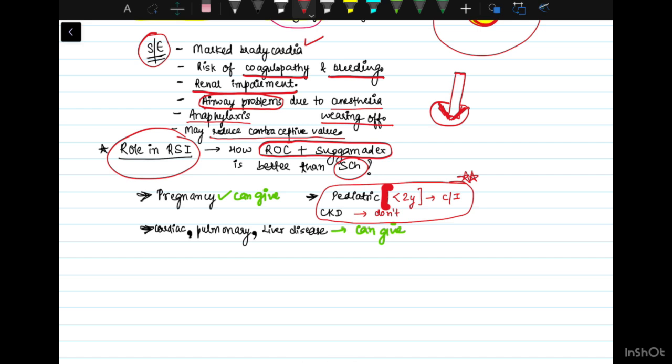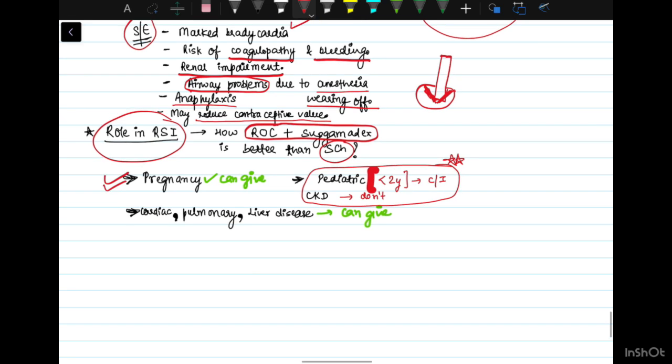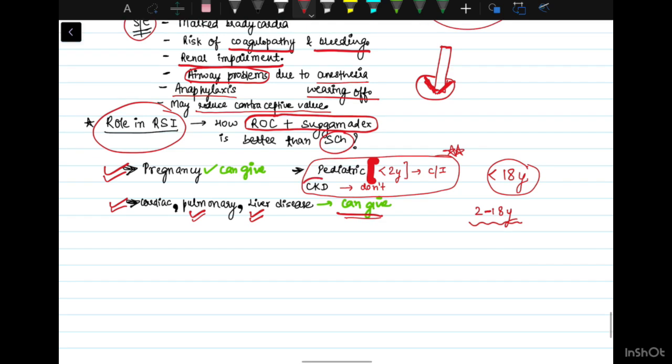In pregnancy, Sugammadex being a larger molecule, a cyclodextrin, doesn't cross the placenta. So in pregnancy it is very safe. You can give it safely. In cardiac patients, in pulmonary disease or liver disease, you can give it safely. But in pediatric patients less than 2 years, it is contraindicated. It is actually not recommended in those less than 18 years of age, but still people use it unofficially in 2 to 18 year olds. But less than 2, no one does it. For CKD patients, you have to avoid it because it is excreted unchanged in the urine.